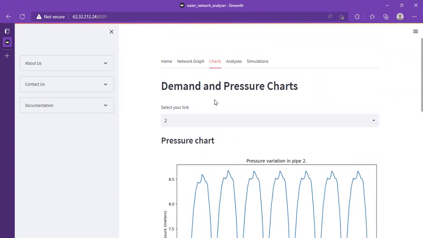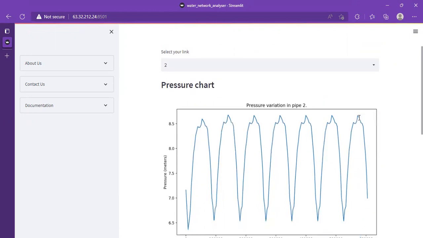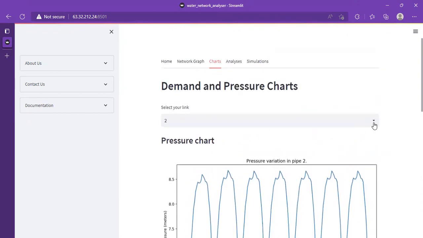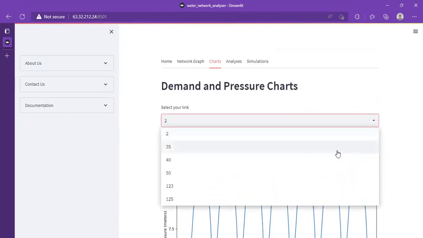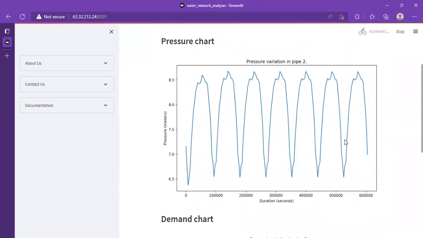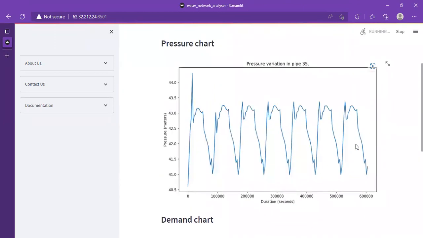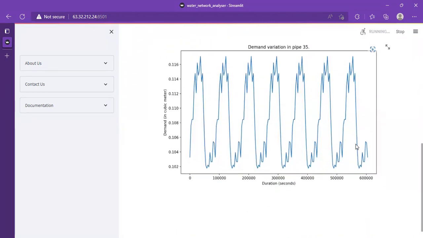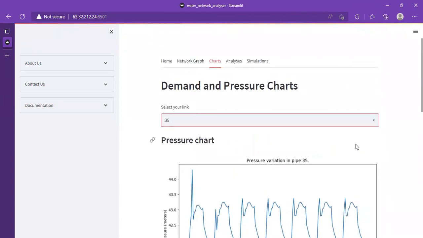One may also decide to visualize the network by demand and pressure. Demand and pressure are some of the indicators of a problem in water networks. So in order to visualize that, you can select a link that you want to visualize and see how pressure changes in that link, and also the demand, how it changes in that same link. So with that, you can easily detect if there's any problem in the network.